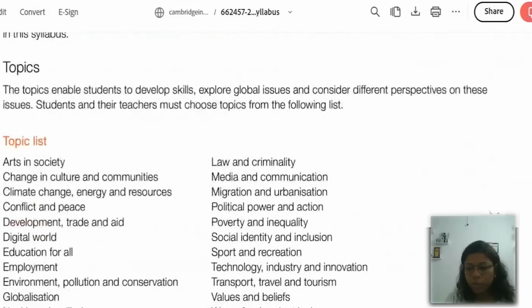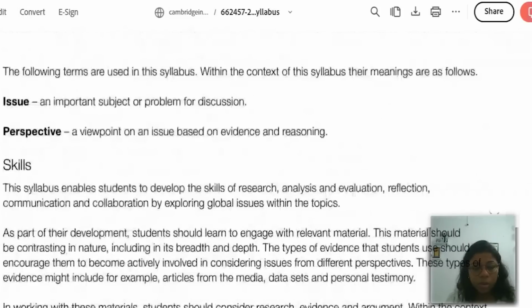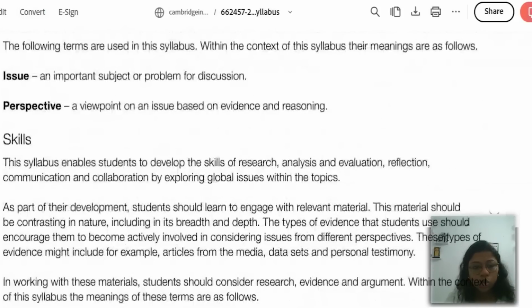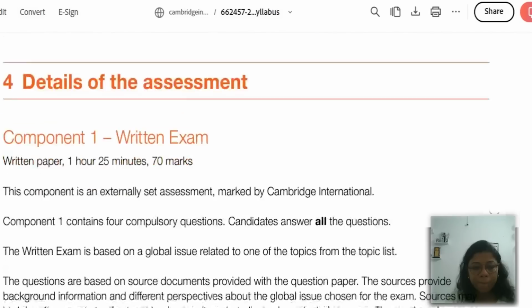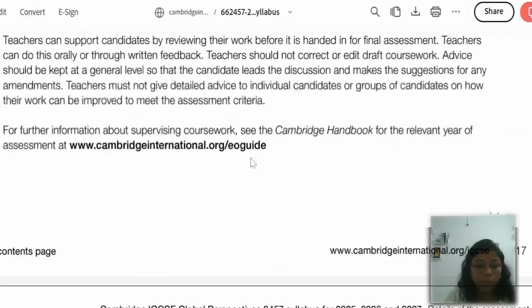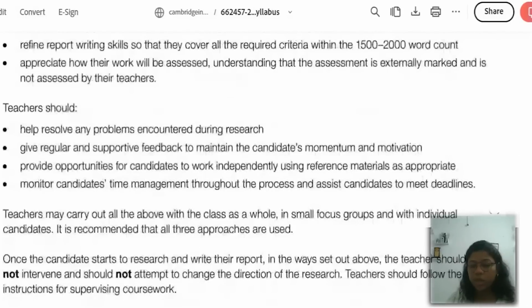All right. Now, this part you can still go through on your own. I'm straight away moving to the very important part now: terms, issues, perspective, research, evidence, argument. Before I go ahead with this, let me share an example with you, a personal life incident.